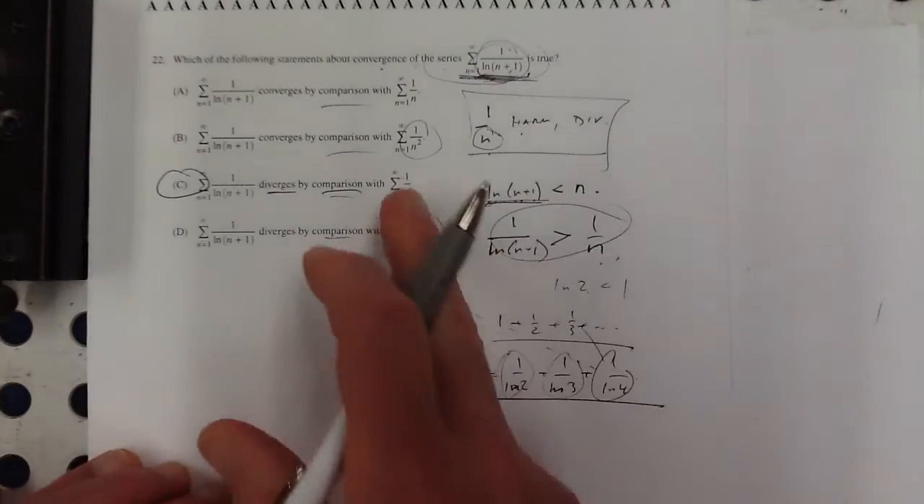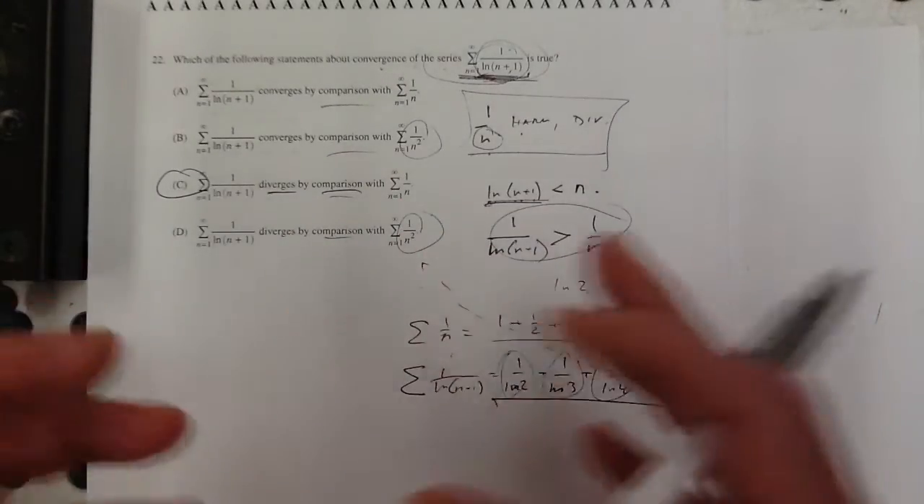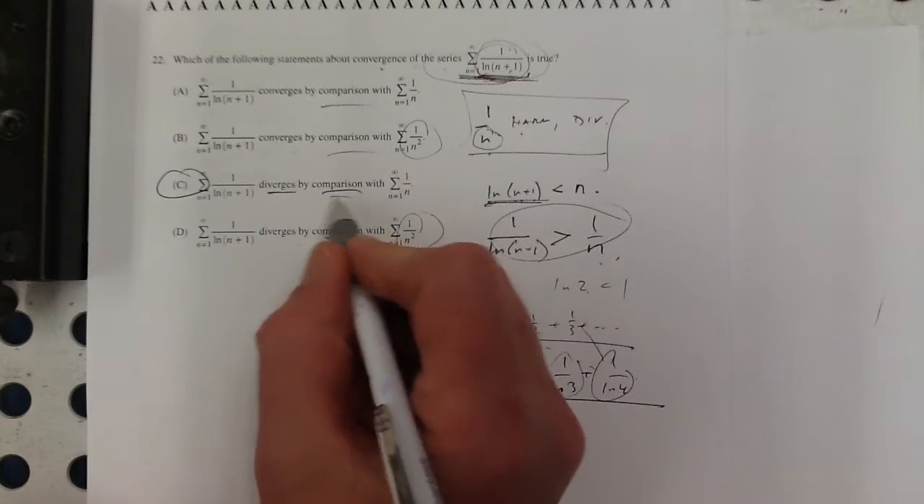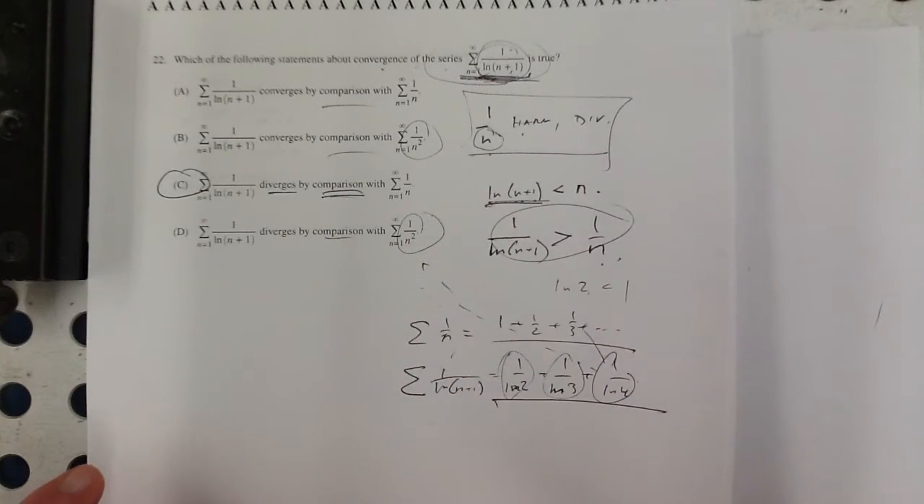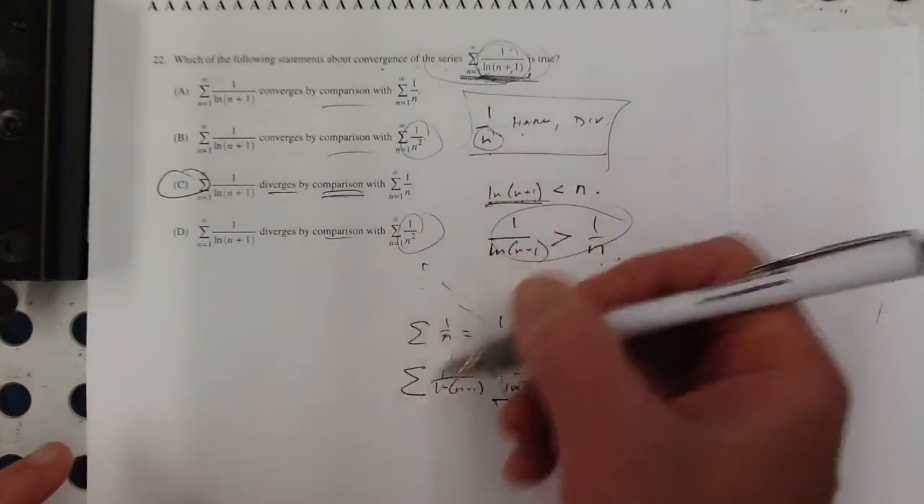Just a quick note that this is just comparing two series. This is just by comparison. This is not limit comparison. That's a little bit different. That's when we set up that ratio and say, oh, highest power, same. So it's a little different than that.